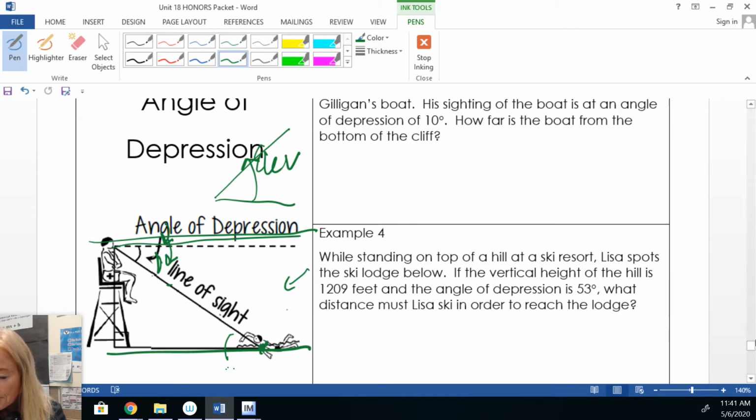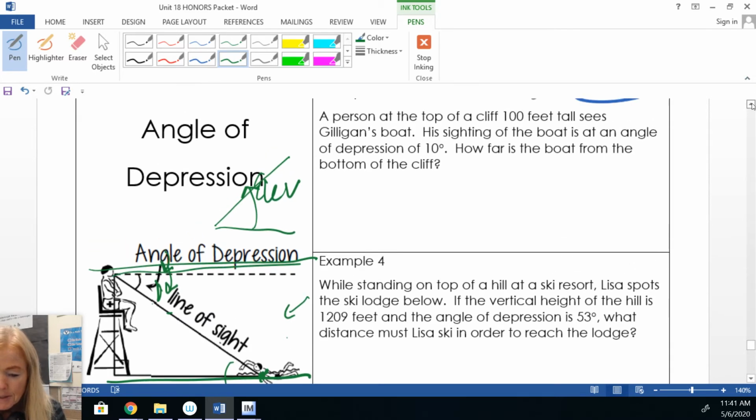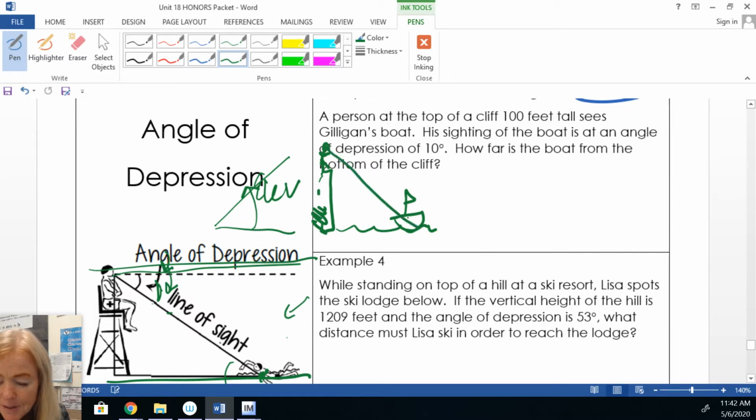our angles of depression problems, here it says, for example 3, a person at the top of a cliff 100 feet tall sees a Gilligan's boat. So the person is here at the top of a cliff, we'll draw this person, and there's water coming up to the cliff, and a nice little boat. I'm sure you guys just love my drawings by now. So the person at the top of the cliff sees Gilligan's boat. So this line of sight now is down to the boat. So he's looking down. Always happens. So there's an angle of depression of 10 degrees.